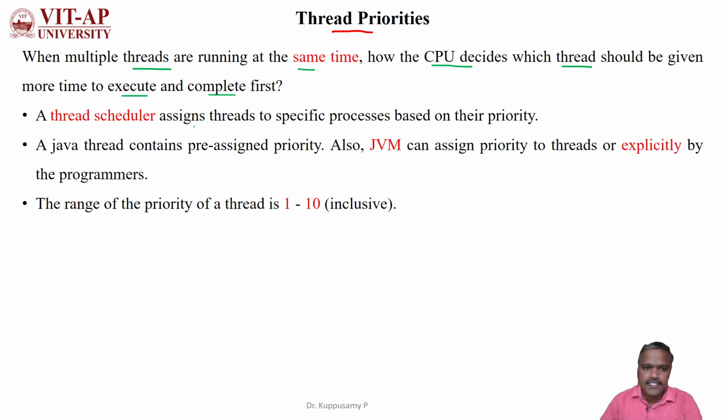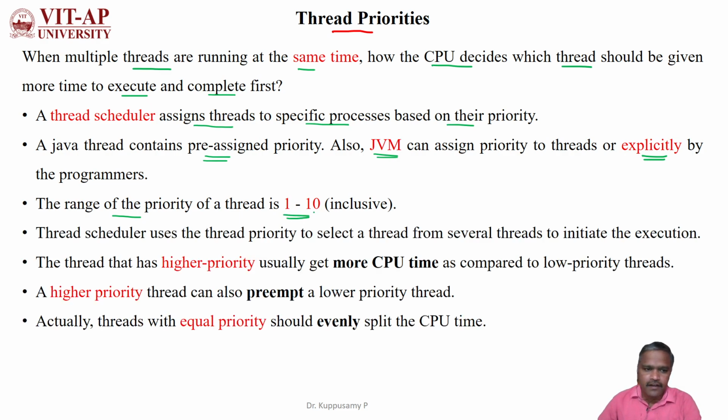The thread scheduler will assign the thread to complete the process based upon its priority. A Java thread has a default priority, assigned by the Java virtual machine, or we can explicitly assign the thread priority as per our requirement. The range of thread priority is from 1 to 10, where 1 is the minimum priority and 10 is the maximum priority.